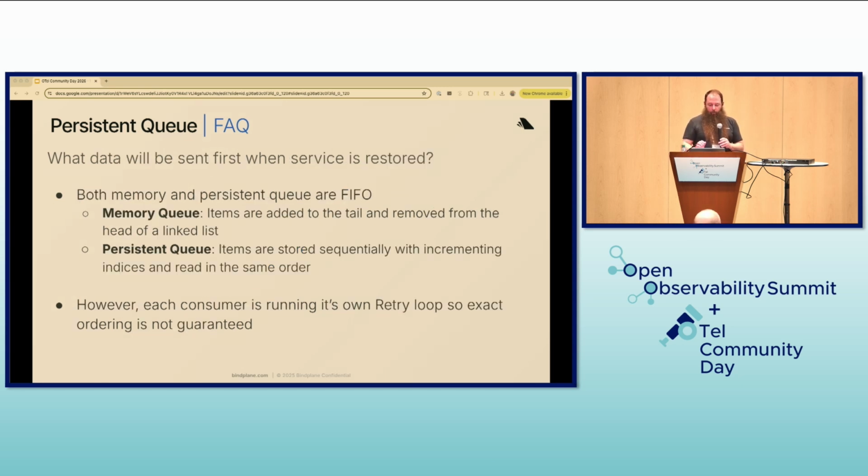All right, real quick, what data will be sent first? It's a first in, first out queue, whether it's a memory queue or persistent queue. So when your downstream system is restored and data starts sending, it's going to send the oldest data first, because that's the data at the earliest part of the queue.